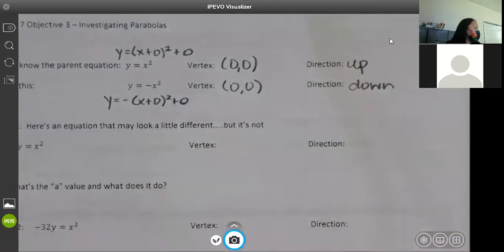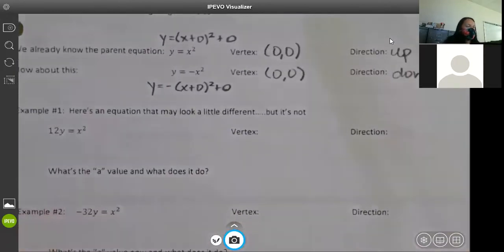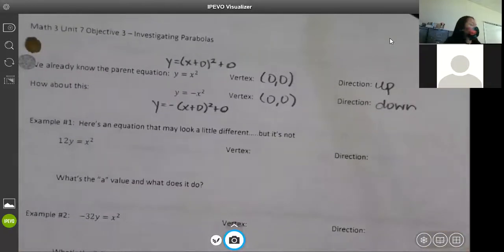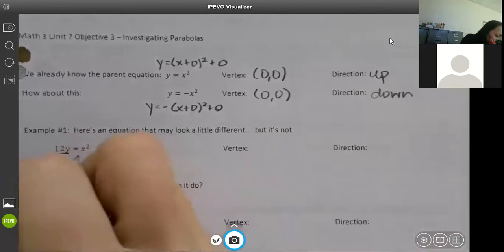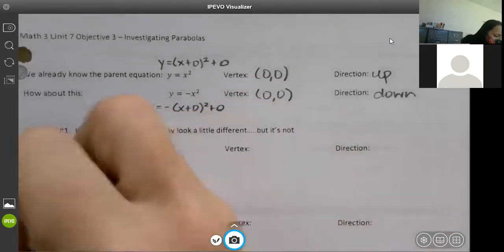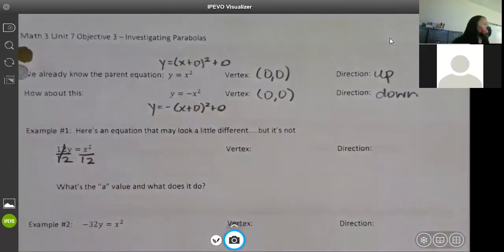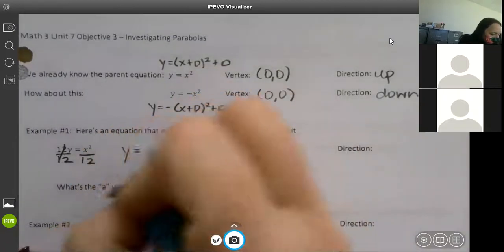All right, so here's an equation that may look different, but it's not. What's the difference in this equation right here? Yeah, so we just need to get it in y equals, right? So how do we do that? Okay, how do we rewrite this to look a little better? I don't want to do x squared over 12, so what can I do? 1/12 x squared. X squared, perfect.